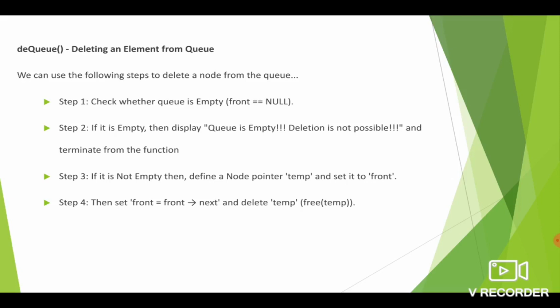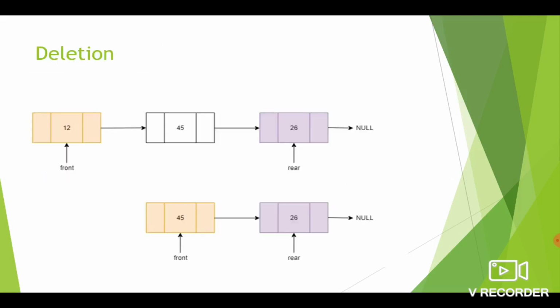If it is not empty, then you have to define one temporary pointer. That temporary node pointer is set to front. Then you can free the temporary node, and after deletion the front is moved to the next node. So like that, we have the nodes 12, 45, 26. 26 is the last inserted node, so it is pointed by the pointer rear, and 12 is inserted first, so it is pointed by front. So always the deletion takes place at the front end.